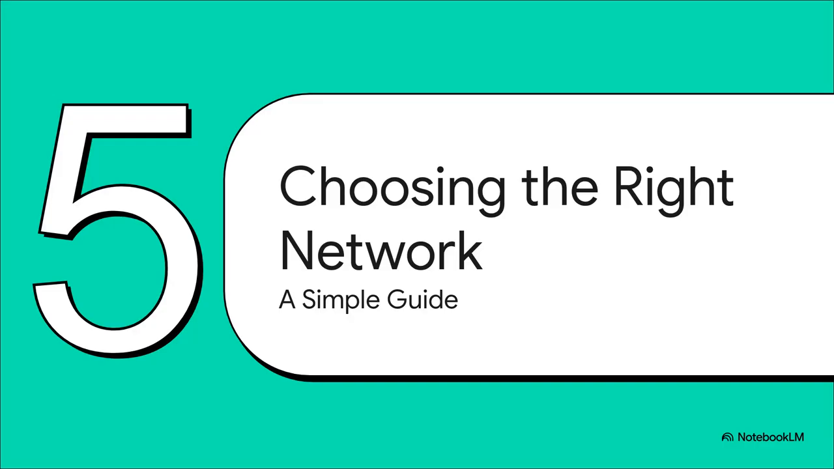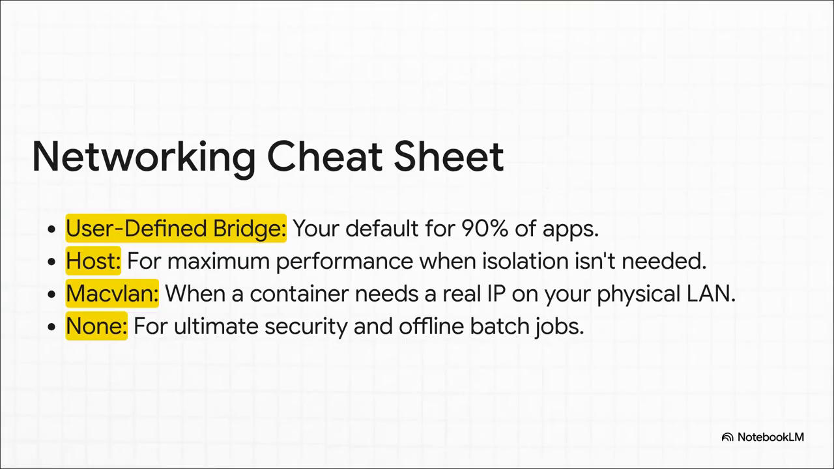Whoa, okay, we have covered a ton of ground here, from the simplest bridge to these complicated MAC-VLANs. So, with all these options, how in the world do you pick the right one? Let's boil it all down to a super simple guide. All right, here it is, your cheat sheet. For like 90% of what you're going to do, just start with a user-defined bridge. You get isolation, you get that easy DNS by name. It's the best practice for a reason.